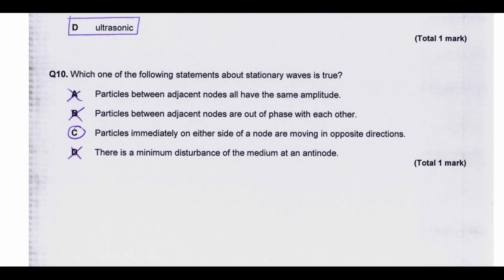Okay, so which one of the following statements about stationary waves is true? Particles between adjacent nodes all have the same amplitude. Absolutely they do not. Between two nodes they vary from 0 at the nodes up to a maximum at the antinode. That's not true. Particles between adjacent nodes are all out of phase with each other. Nope, they're all in phase with each other because they all reach their maximum at the same time. Particles immediately on either side of a node are moving in opposite directions. That's true, they are. There is a minimum disturbance of the medium at an antinode. No, there's maximum, so it's option C there.